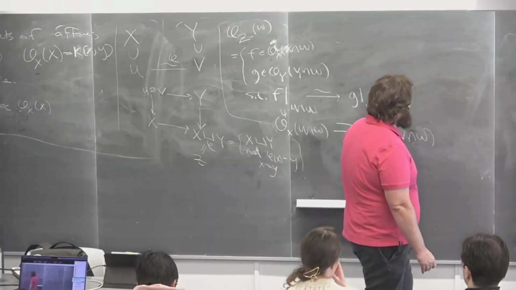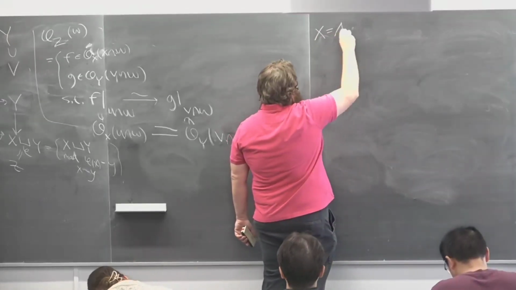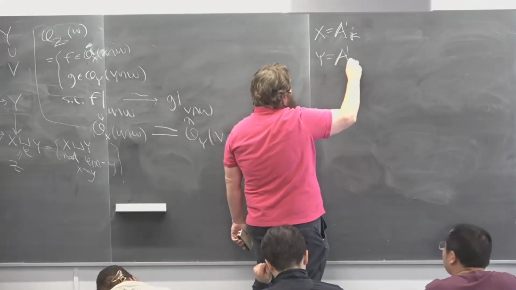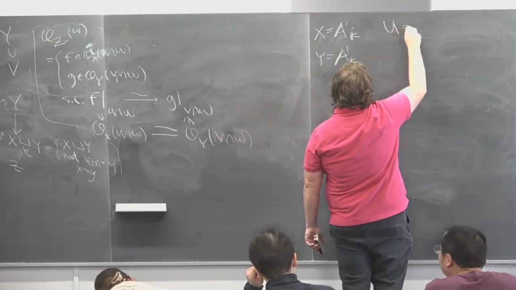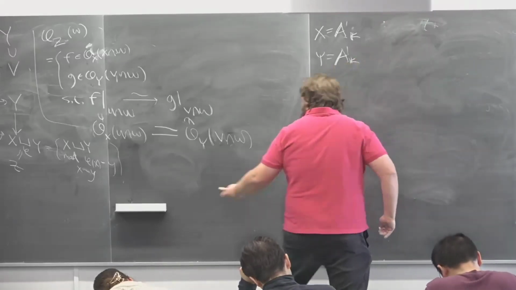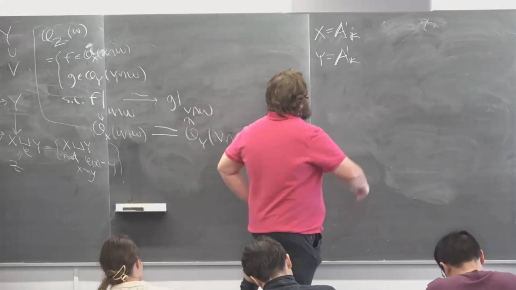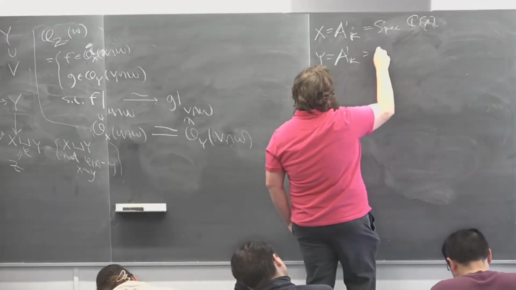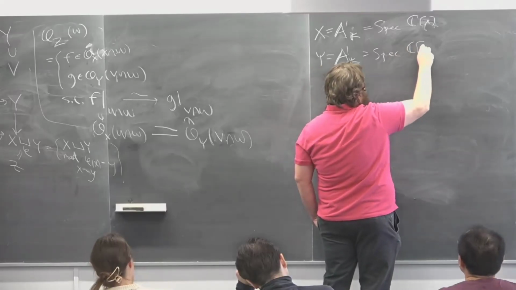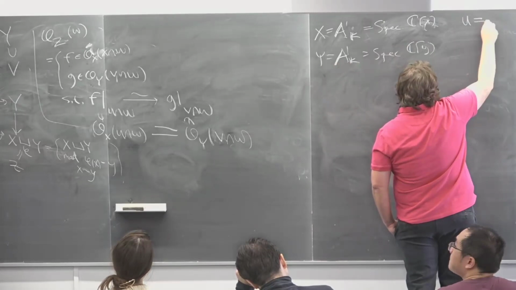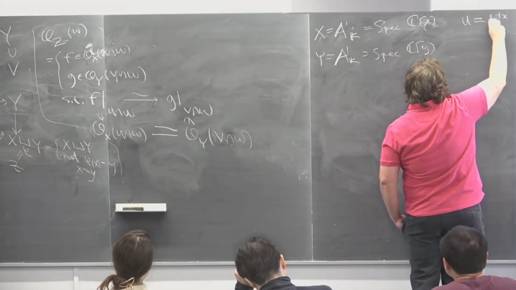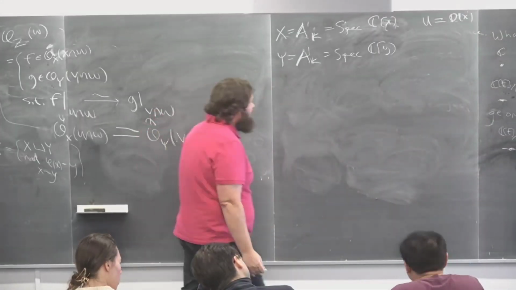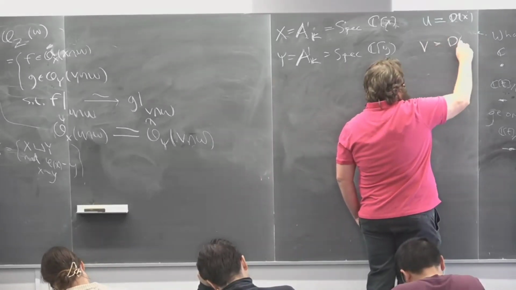So one obvious example is I could take X to be A^1_K, Y to be A^1_K, and, to avoid confusion, I'll use two different variables. So this is Spec of C adjoin x, this is Spec of C adjoin y. And so I'm going to take U equals D of x, the points away from the origin, and V equals D of y.